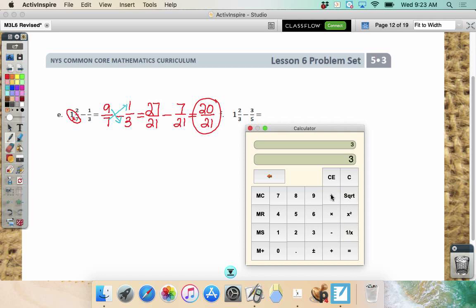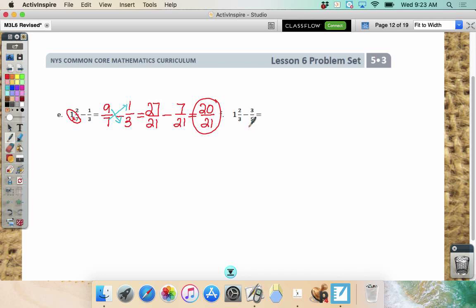3 divided by 5 equals 6/10. Okay. And 2 divided by 3 equals 6,600. So what do we get to do on this one? We're just going to keep the 1. We don't have to use it.